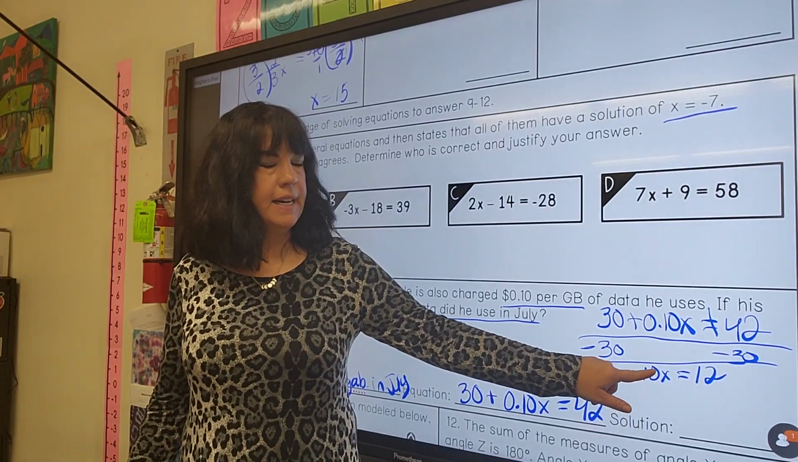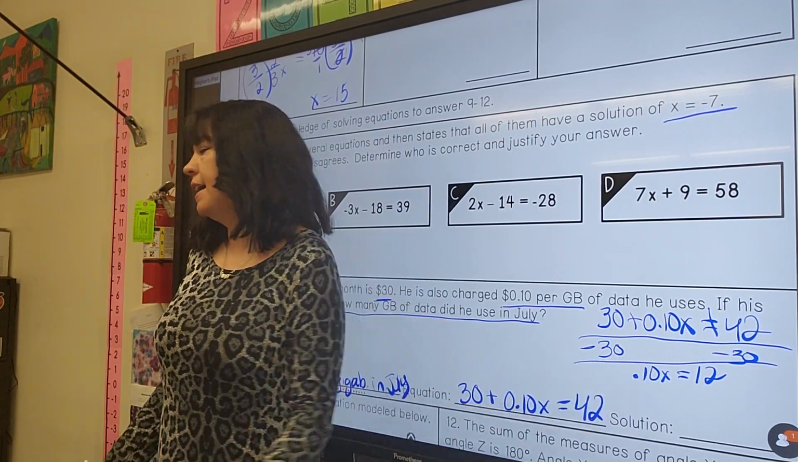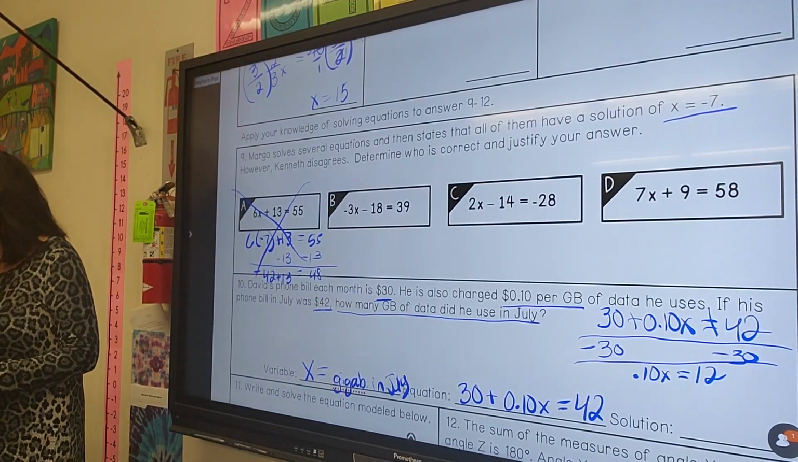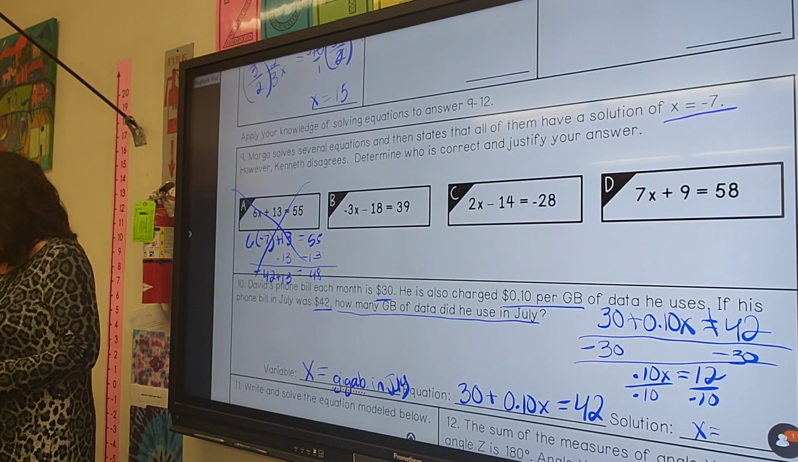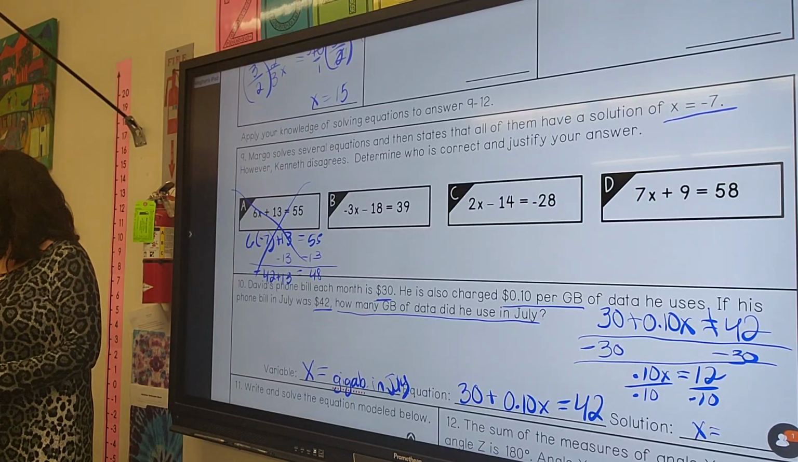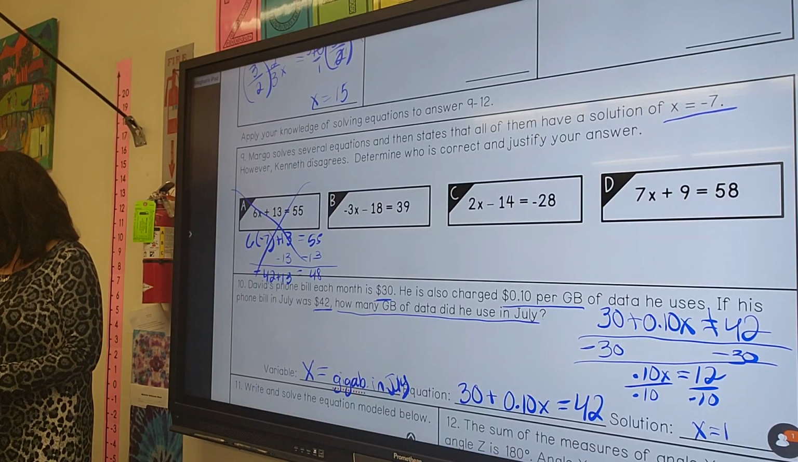This is multiply, so what do I do? Divide. We're going to divide each side by 0.10. So 12 divided by 0.10 is 120 gigabytes.